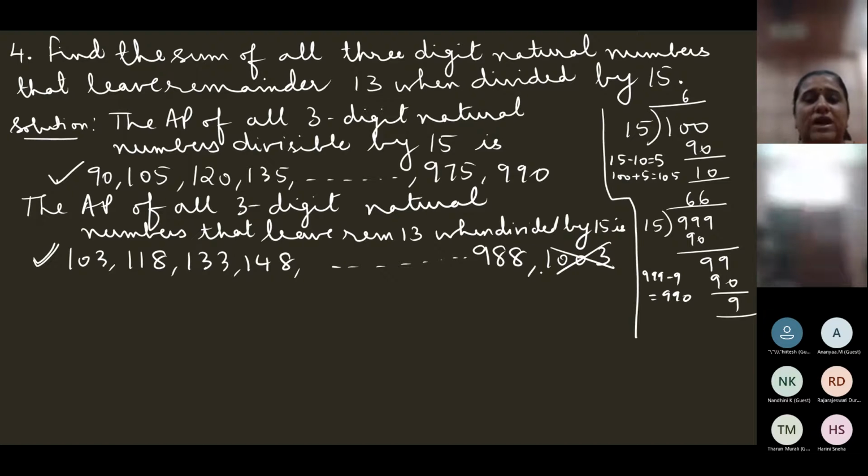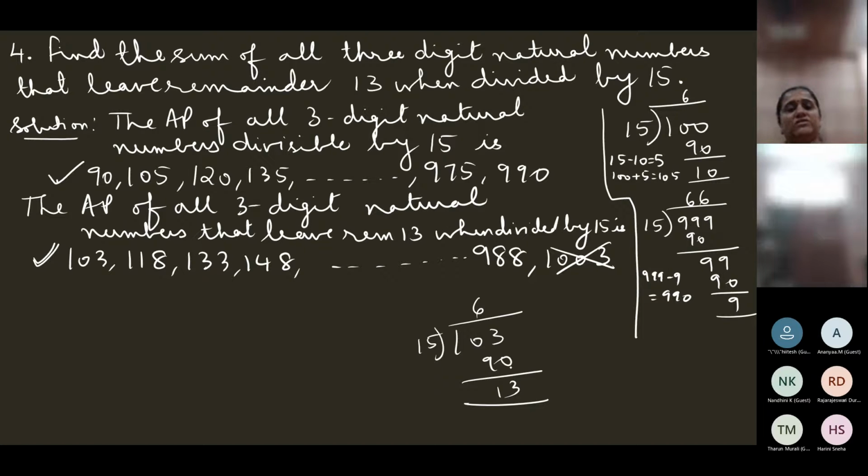Now I'm writing it and scoring it out. Or you may do this also. Take it away because it is not a 3-digit number. Now see, 103 is a 3-digit number. When divided by 15, 6 are 90, it leaves remainder 13. See here, it satisfies the condition given in the question.